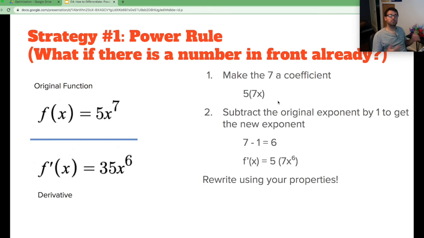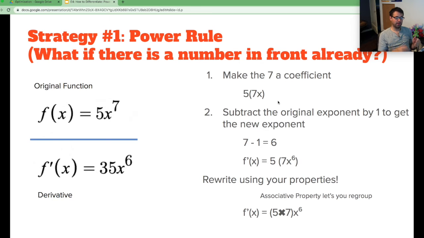Well, we need to use our properties that work with multiplication. In this case, it's the associative property that lets you change where the parentheses of a multiplication problem are. So instead of having the 7 and the x to the 6th grouped together, we can instead group the 5 and the 7 together and multiply them. 5 times 7 is 35x to the 6th. And that's where the derivative comes from.